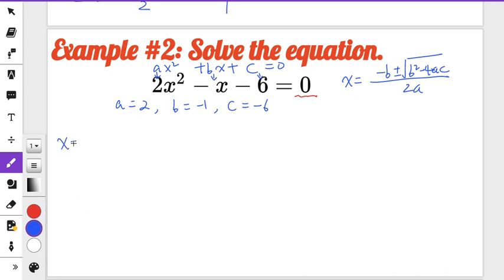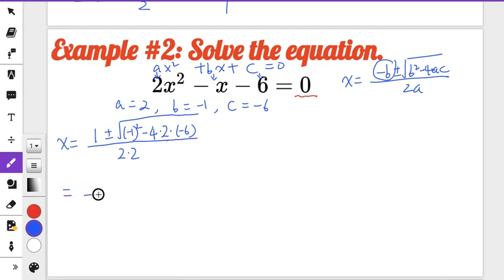Now we just plug in the formula. It always starts with the bottom, 2a, so 2 times 2. Then remember this one, we call this opposite b. So whatever the b is here, we put the inverse number. Since b is -1, it's going to be 1 here. Plus or minus the square root of b squared, which is -1 squared, minus 4 times 2 times -6. Okay, let's cover everything inside of it.